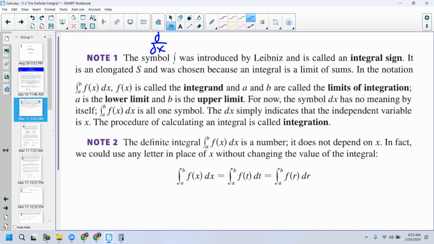In this notation, the f of x, that little piece in there, is called the integrand. This is just formalities. It's whatever I'm finding the integral of. And a and b are the limits of integration. A is the lower limit, b is the upper limit. For now, the symbol dx really doesn't have any meaning by itself. It's all symbolic. It's really just noting that it's an x that I'm using. The actual procedure is called integration.